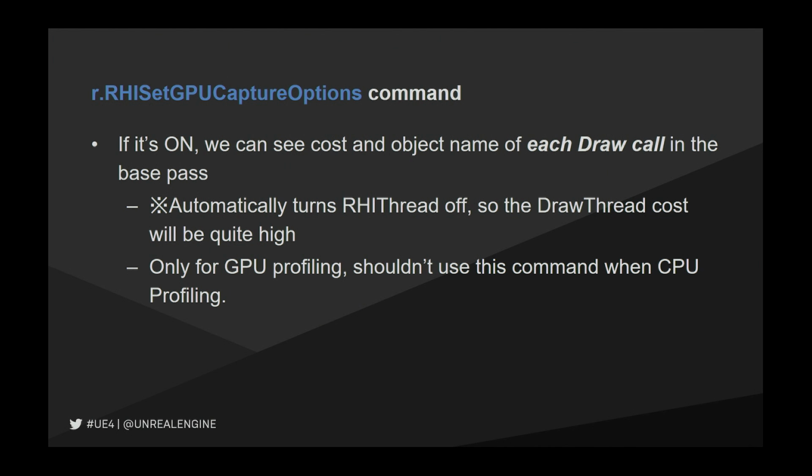The GPU capture options command will output each draw call and the name of each object that draw call was generated from. But it automatically disables the RHI thread. So in the results you see here, the draw thread cost is going to look quite high. So you can really only use this for GPU profiling and not for CPU profiling.